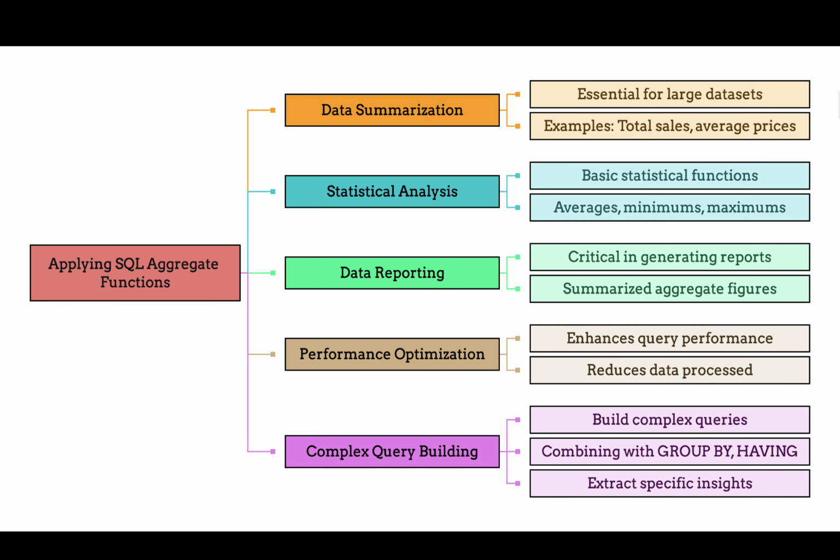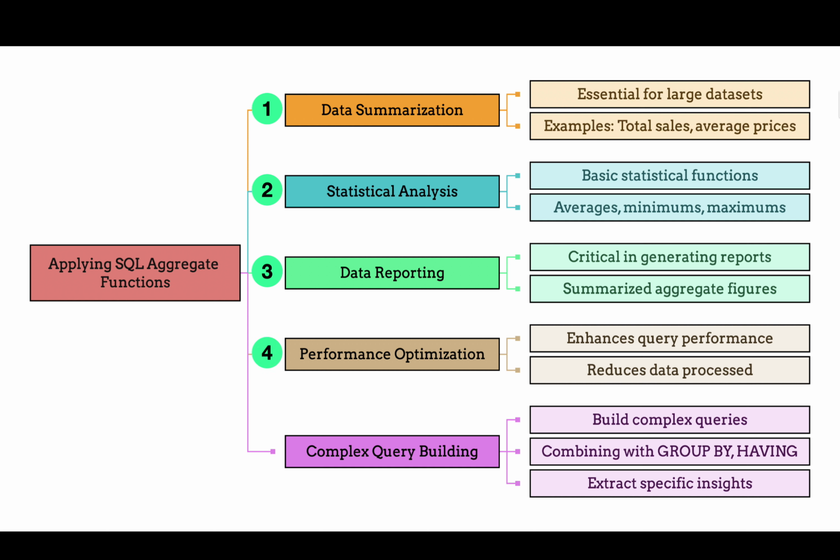Applying SQL aggregate functions. 1. Data summarization. Aggregate functions are essential for summarizing large datasets into meaningful insights, like total sales, average prices, etc. 2. Statistical analysis. These functions are pivotal in performing basic statistical analysis on data, such as finding averages, minimums, and maximums. 3. Data reporting. They play a critical role in generating reports, where summarizing data into aggregate figures like totals and averages is necessary.